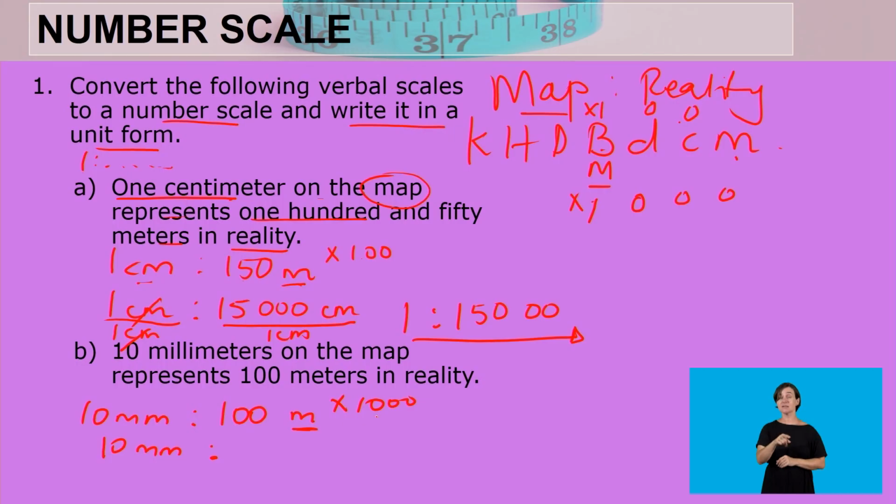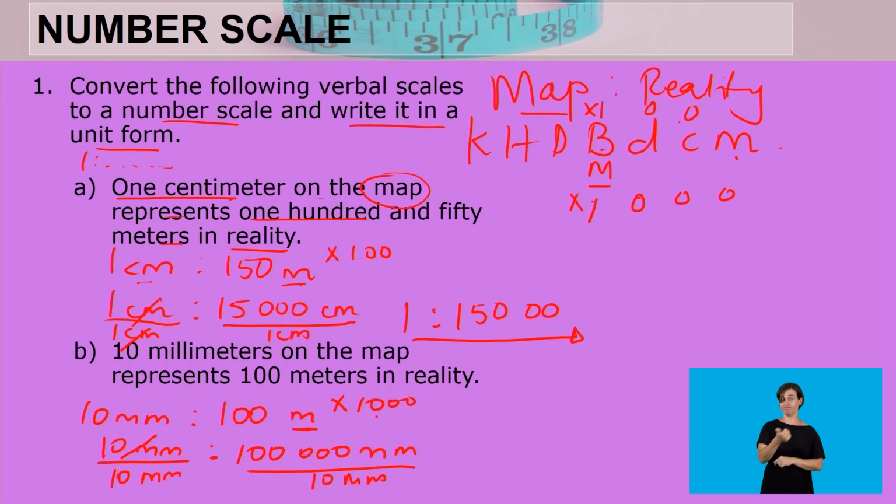Then what is 100 multiplied by 1,000? It will give us 100,000. So we have 100,000 millimeters. Now we've got all the units being the same, so we have to remain with 1 on our left-hand side because it's unit form. So we divide both sides by 10 millimeters, even on our right-hand side by 10 millimeters.